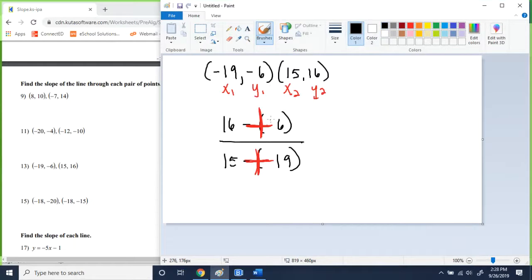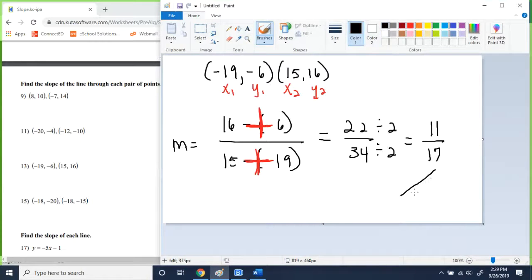So we're really doing 16 plus 6. 22 over 34. Reducing all fractions, I'm going to start with a small number of 2, and this is going to give me 11 over 17, which is now a positive slope, going to be trending upward.